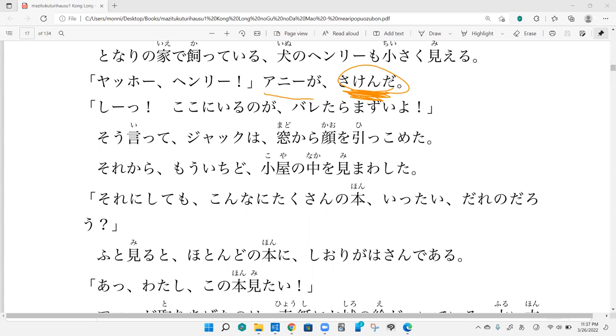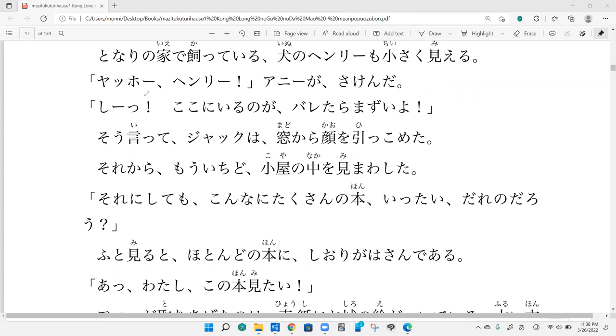What would you guess that would mean? Yahoo! To say out loud? Yes, but how loud is it, would you say? Is she going, Yahoo! Very loud. Like very loud, yep. It is a yell. Sakenda. So it's a very loud noise she made.